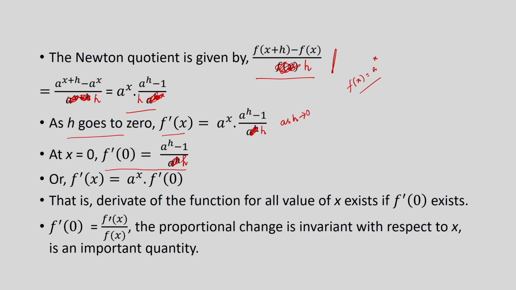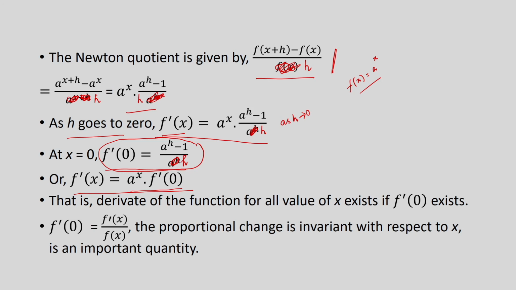So, therefore, I find that f dash of x, which is this, is equal to a to the power x multiplied by (a to the power h minus 1) divided by h, which in fact is equal to f dash of 0. So, I substitute that here. So, I get this expression: f dash of x is equal to a to the power x multiplied by f dash of 0.